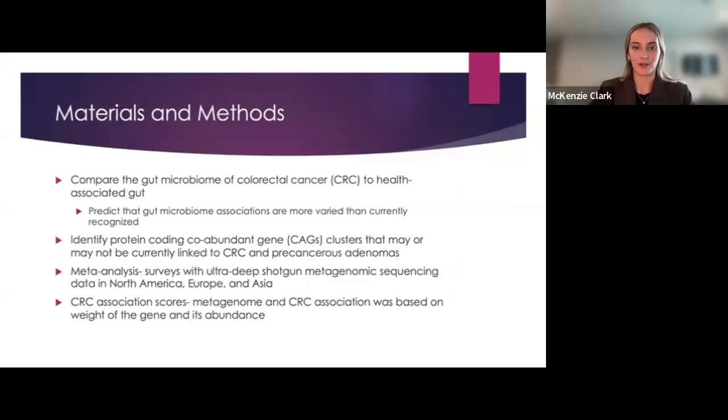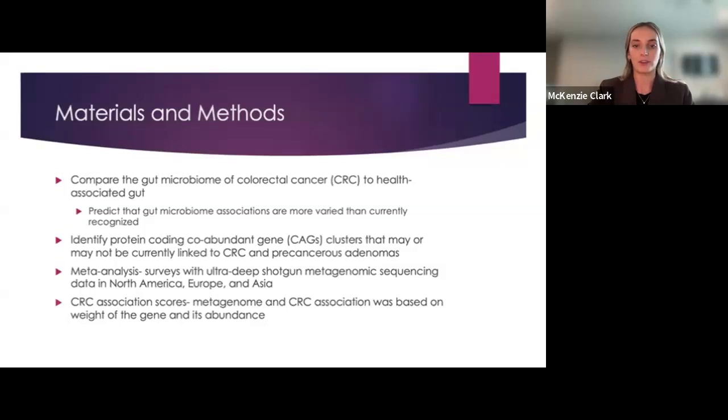This study compared the gut microbiome of colorectal cancer to health-associated gut microbiomes. They predicted the gut microbiome associations are more varied than are currently recognized. They identified protein-coding co-abundant genes, referred to as CAGs, clusters that may or may not be currently linked to colorectal cancer and precancerous adenomas. CAGs are part of microbial genes that have similar abundance within multiple samples, which suggests genetic elements that are shared by multiple strains.